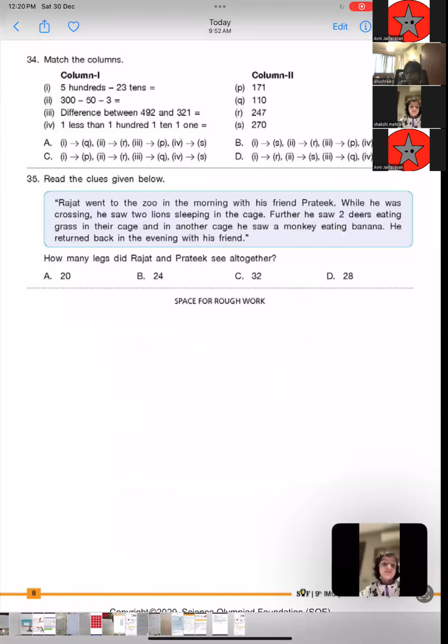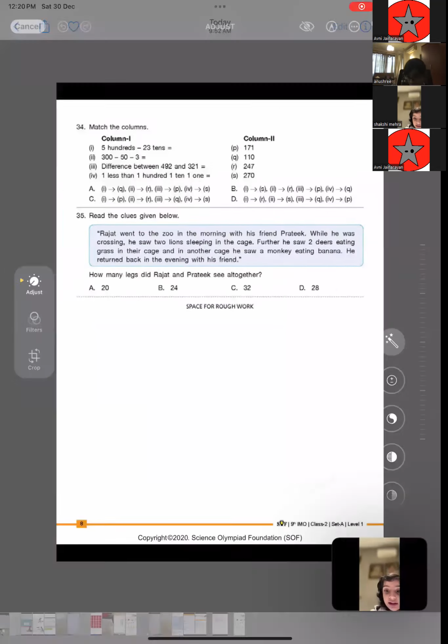Question number 34 and 35. Let's do it together. This is the last page for today. Match the columns. 500s minus 23 tens. Now, why do you think I was teaching you the concept of place value for this question? Okay? How am I going to write 500?